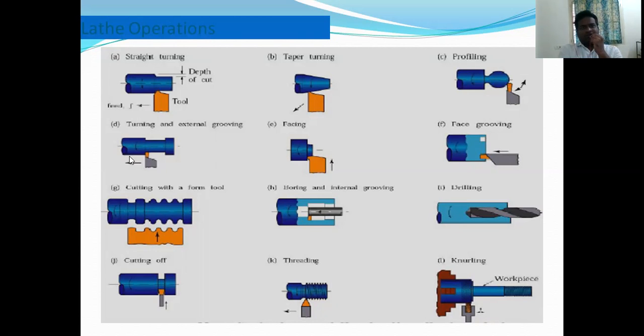So this is one type of edge tool. It is used for turning, axial grooving, and for facing operation also. For this one, the entire body is the same material, and here the tipped edge is there again. For this operation, the entire body is a similar material. Like this, we observed in yesterday's class, right?